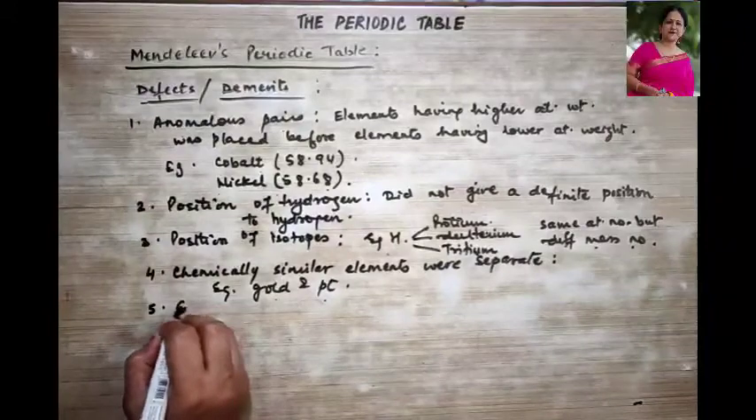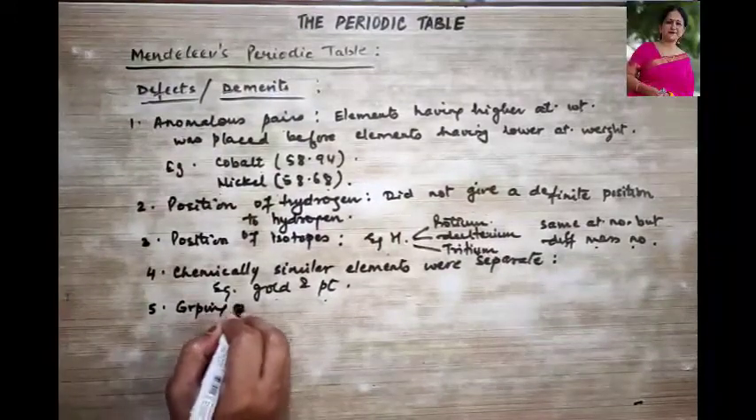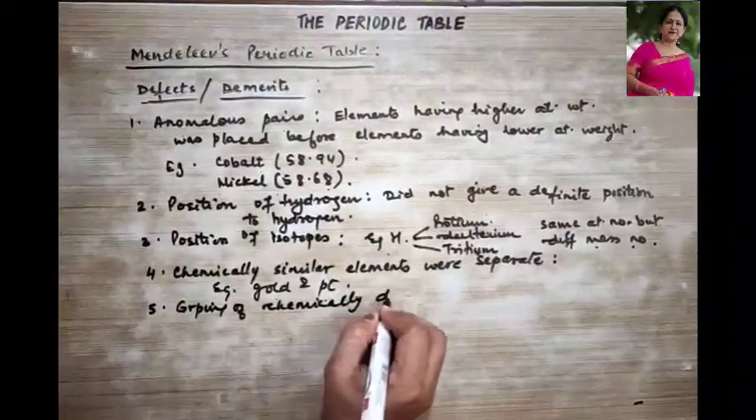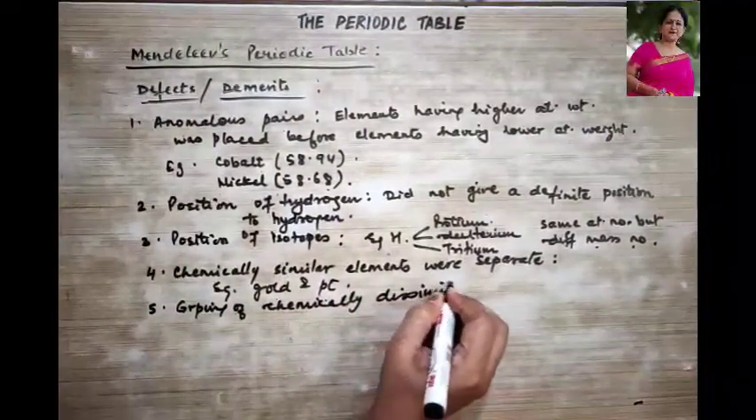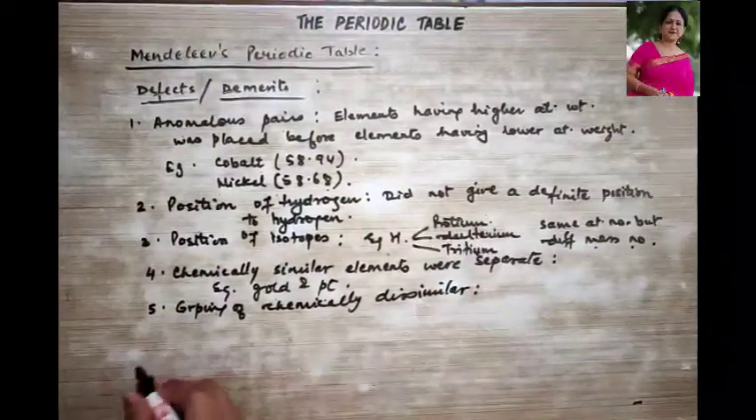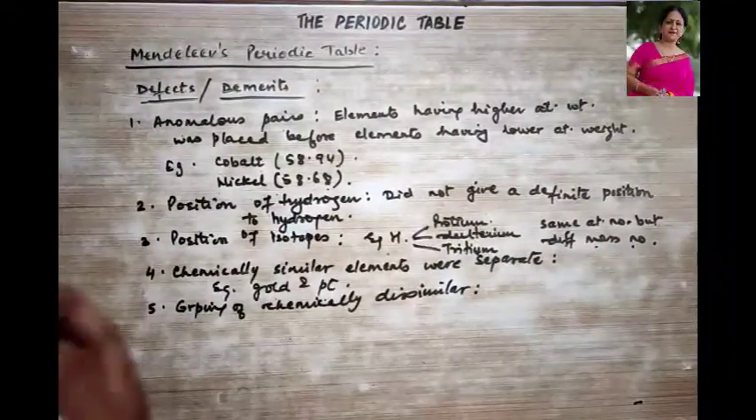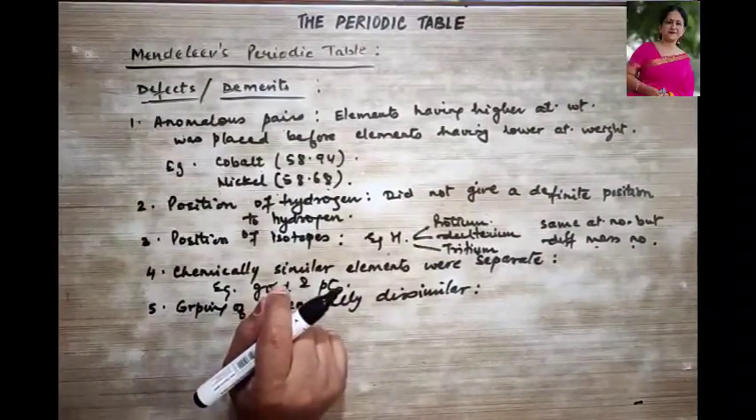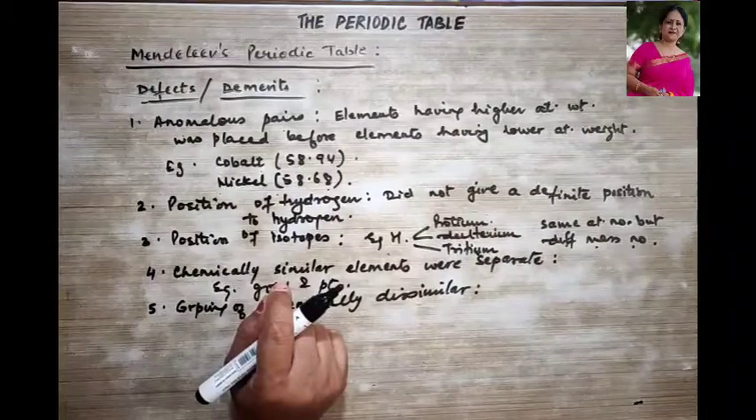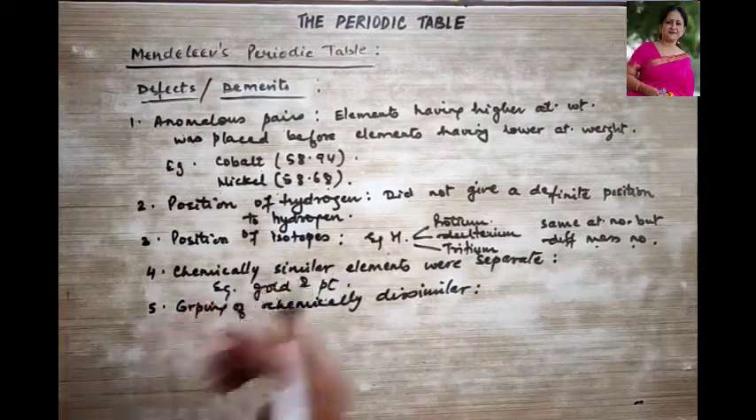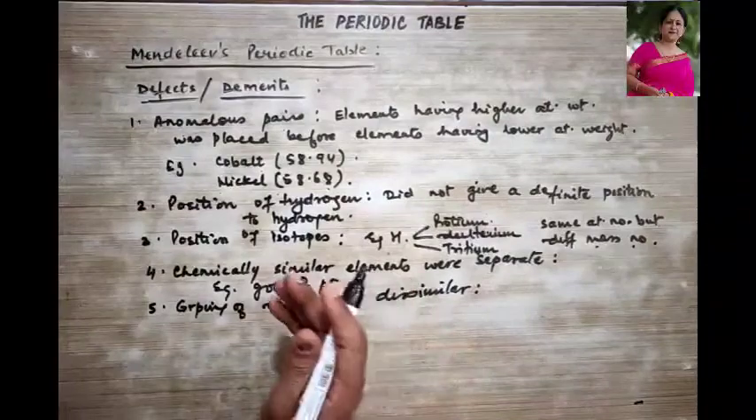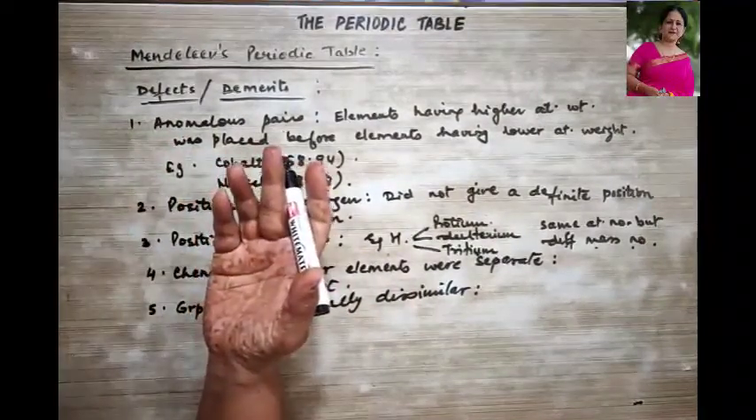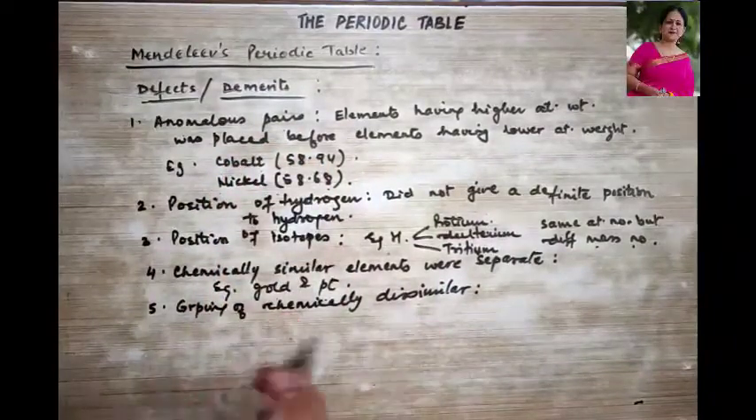Then there was grouping of chemically dissimilar elements. Means dissimilar elements were brought together. For example, lithium, sodium, all of these were brought together with copper, silver and gold. So you can see that the property of copper, silver is different from that of sodium or lithium, but they were all placed together.